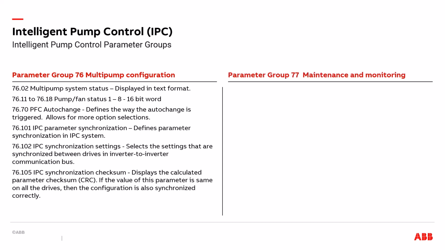Looking at parameter group 77, maintenance and monitoring. 7710 is the PFC runtime change. It enables the reset of arbitrary settings of parameters 7711 through 7718. This is pump fan 1 through 8, and this is the running time. You can reset the running time to 0, or you can put in an individual running time for whatever you have. If you replace a pump and fan, you can reset it to 0. But if you have a pump and fan that's been used and you know the running time and you put that into your system, you can actually enter that data in.